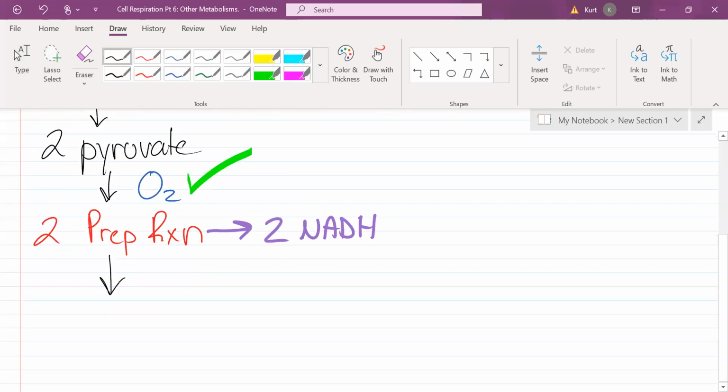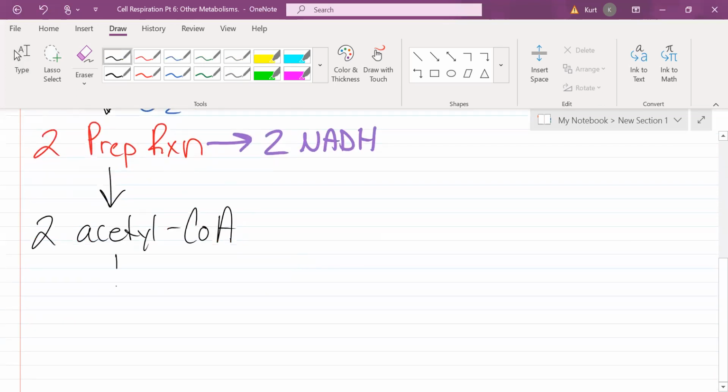What are the end products of the prep reaction? 2 pyruvate go in, 2 what come out? Lydia? Yeah. Well, that's a waste product. You're not wrong, but what is the intended product? CO2 is a waste. How many? 2 of them. Acetyl coenzyme A.